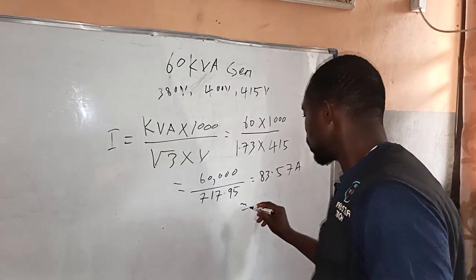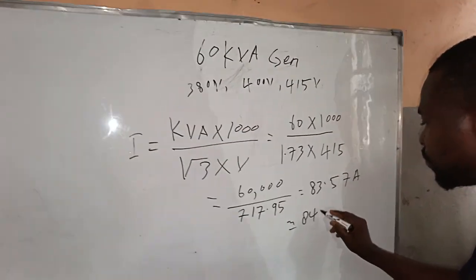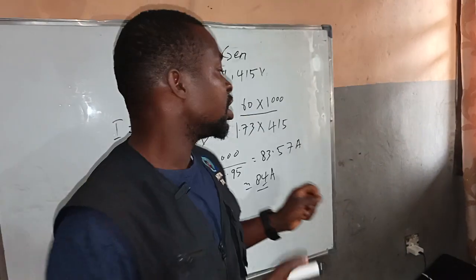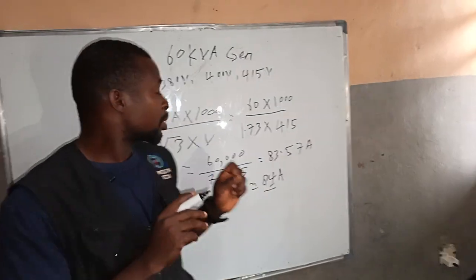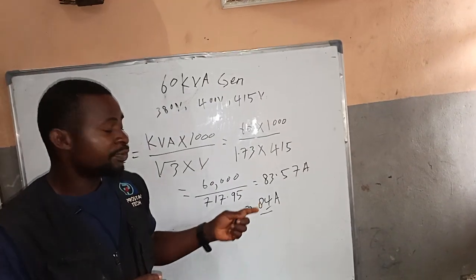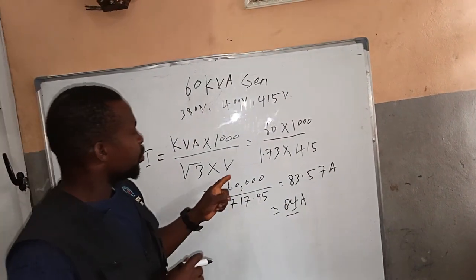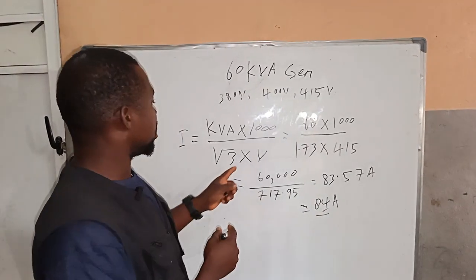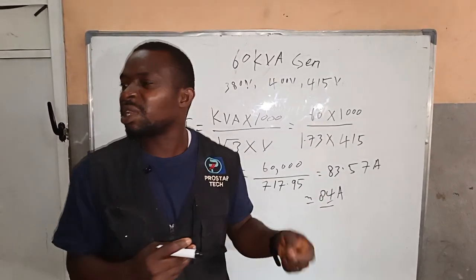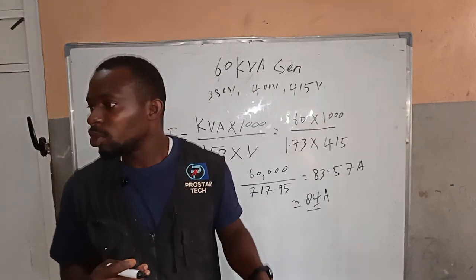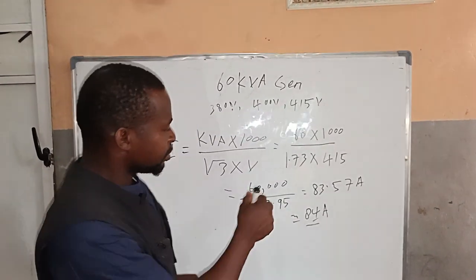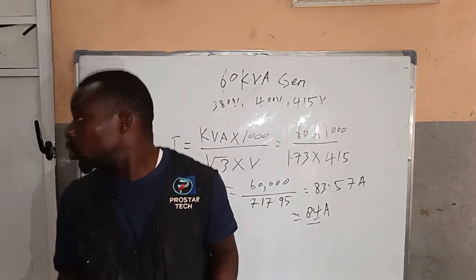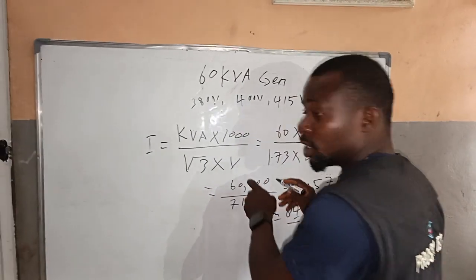Approximately 84 amps. Each line of your generator, you can see each phase of your generator, is approximately 84 amps. So if you use 400 or 380 at a three phase, you will see that you will get similar results, maybe 89 amps, 83 amps. But the reason why we are doing this calculation is for you to know the size of breaker that you are going to use for your generator.